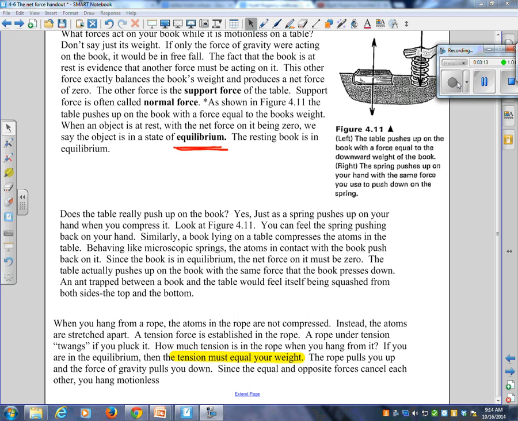The rope pulls you up and the force of gravity pulls you down. Since the equal and opposite forces cancel each other out, you hang motionless. So this normal force that we've dealt with up to now is really an equilibrant. More about that very soon.